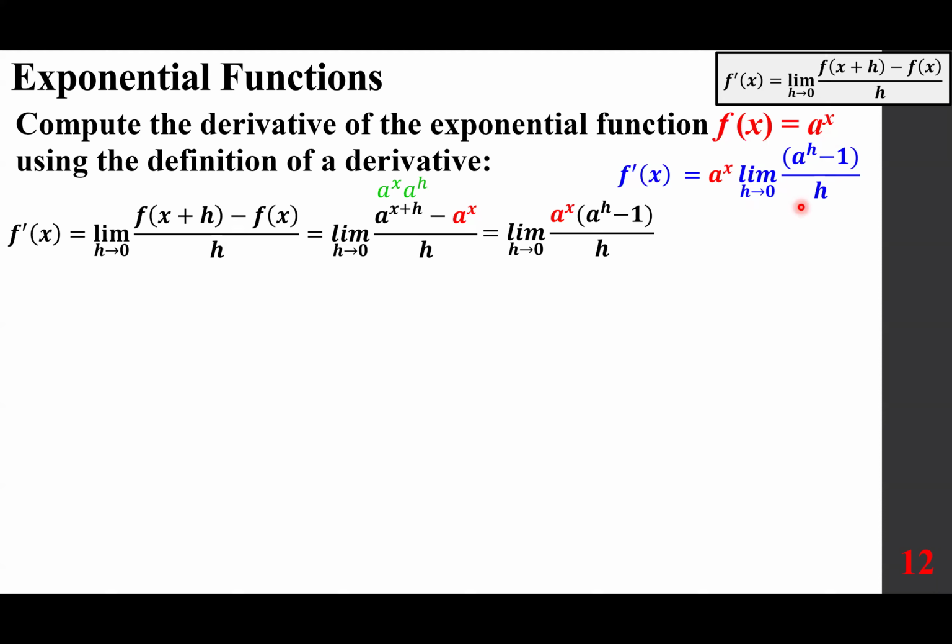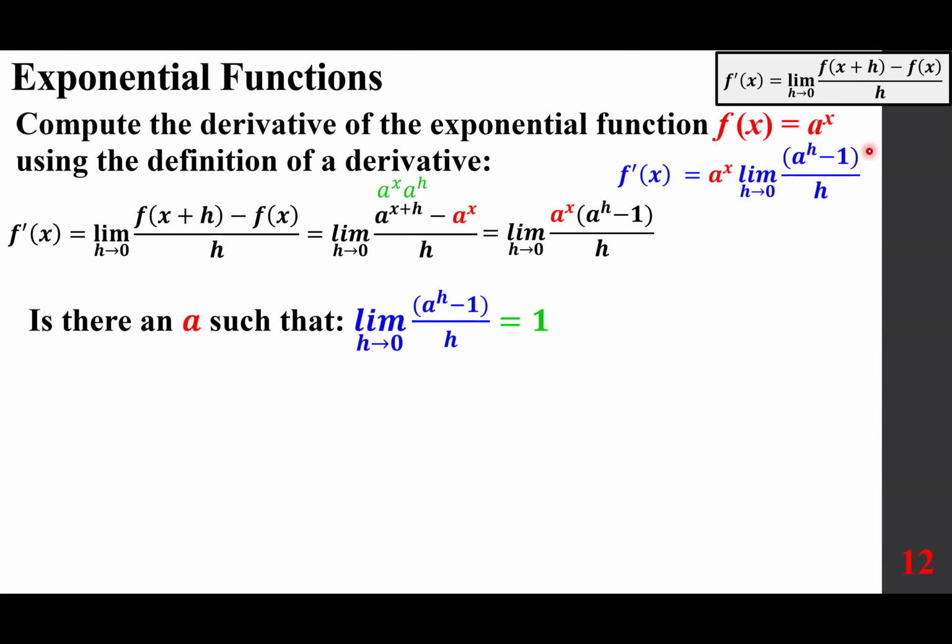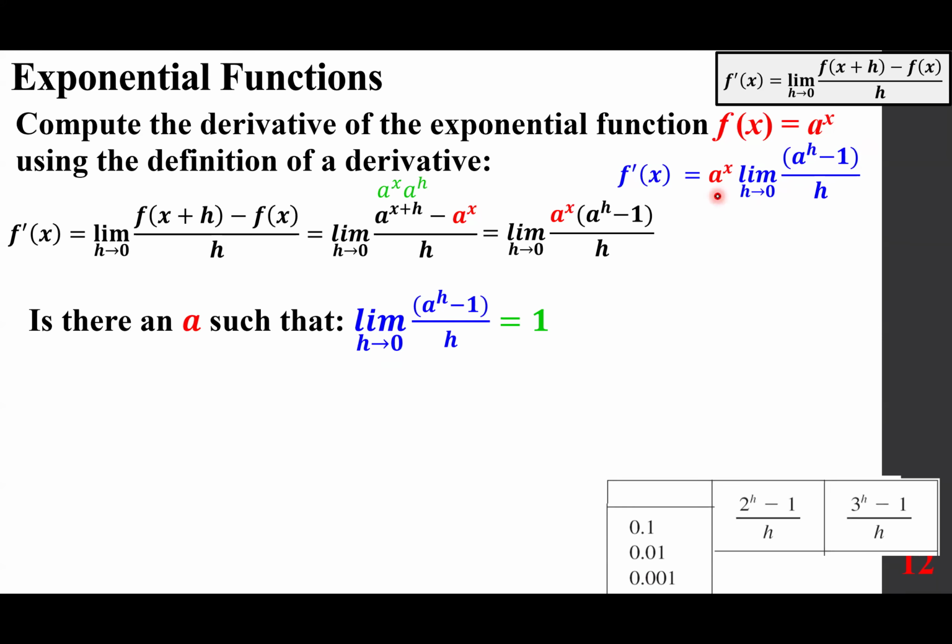Look at this. This is some number. So if we could find some a such that this goes to 1, that'd be amazing. So is there an a such that this limit equals 1? Why is it amazing? Because the function and the derivative become identical. So the numerical analysis will result in the answer.